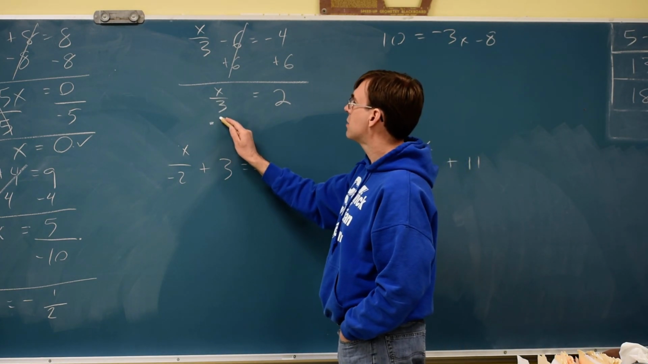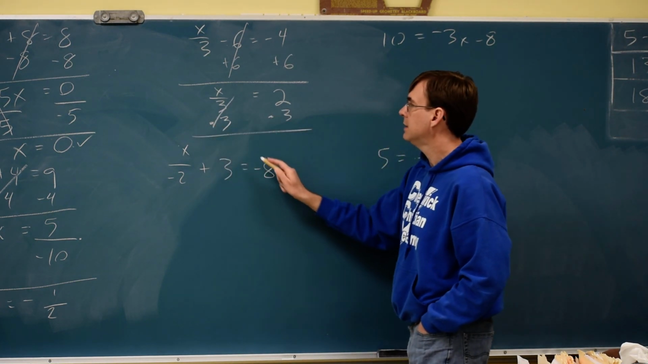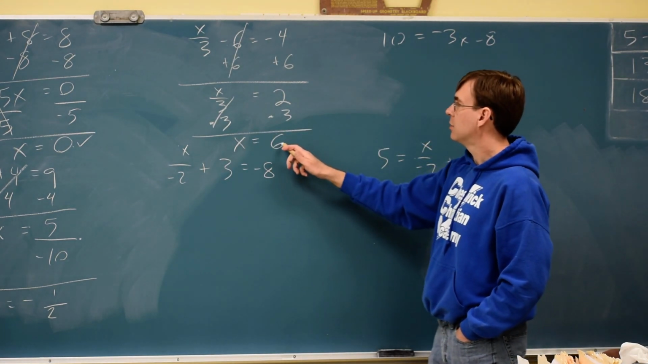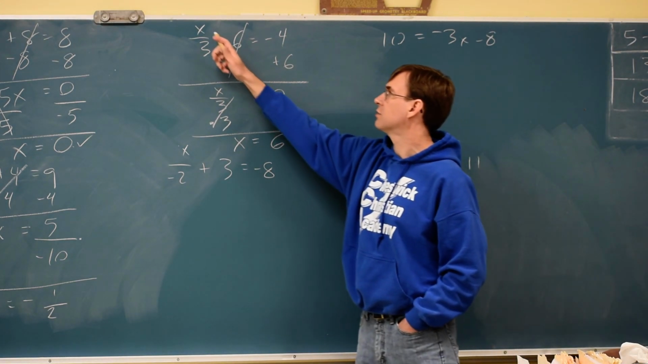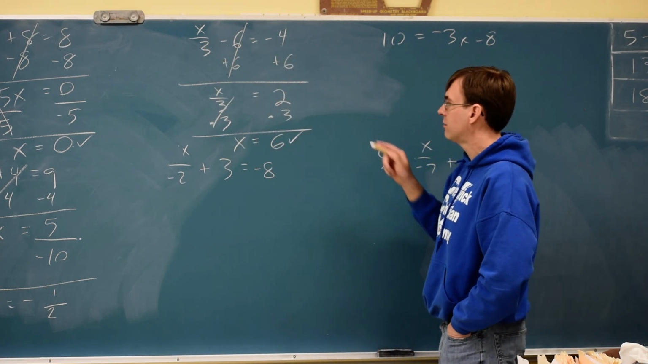Since that's dividing 3, I will multiply 3's to eliminate 3's. X alone would equal 6. I should be able to check that. That's a whole number. So 6 dividing 3 is 2. 2 minus 6 is negative 4, and that checks.